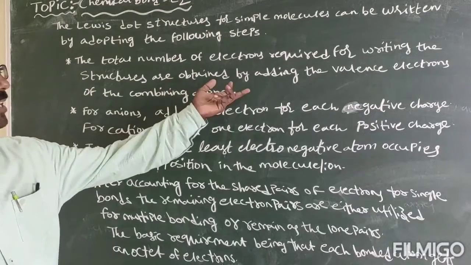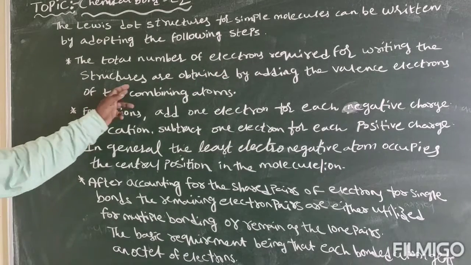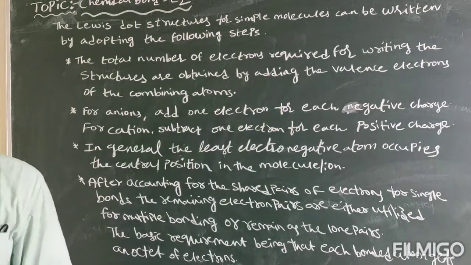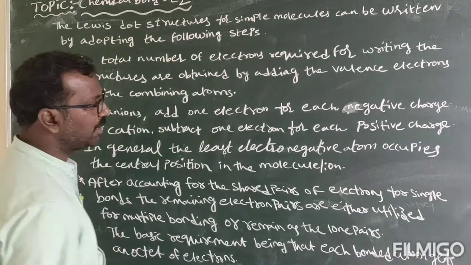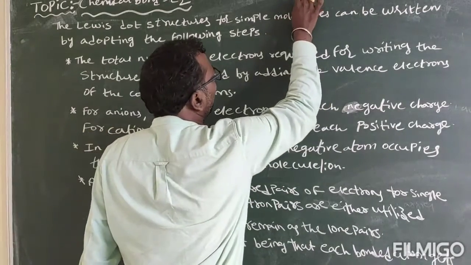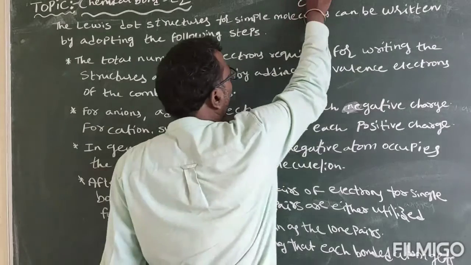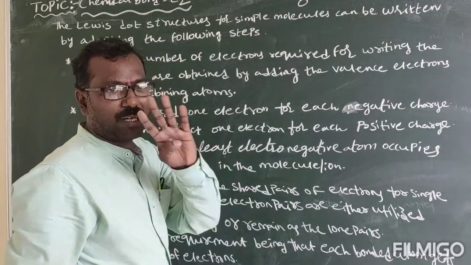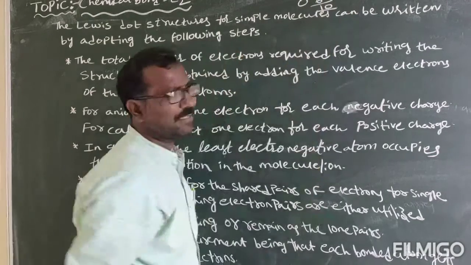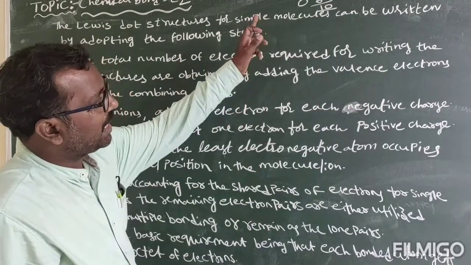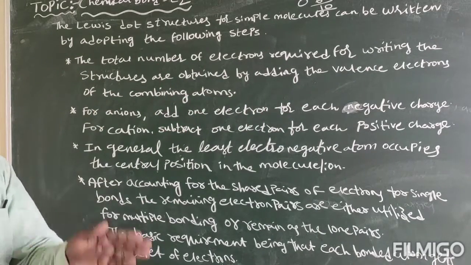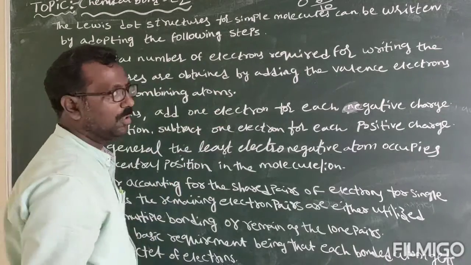The total number of electrons required for writing the structures is obtained by adding the valency electrons of the combining atoms. So in the first case, what we have done is carbon and oxygen. Let us take carbon and oxygen. Carbon's valency electrons are 4 and oxygen's are 6. Totally 10 are the valency electrons. These 10 are added first by adding the valency electrons. Then these 10 are distributed now.